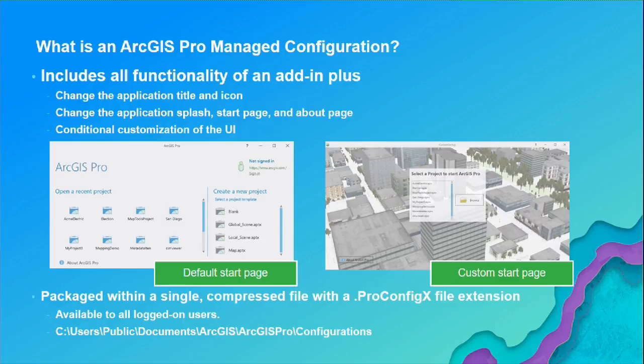So here on this slide, on the left, you can see ArcGIS Pro's default start page. This is something that you're familiar with. And here on the right, you can see the custom start page. So this is the kind of start page customization you can create with a managed configuration. And when you compile a managed configuration project in Visual Studio, you get a Pro config.x file. It's another archive file with the same xcopy and double-click deployment like an add-in, and it gets installed in your C users public folder. So instead of a user specific folder, that's where it gets installed.